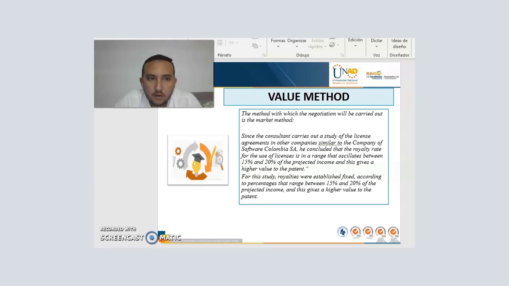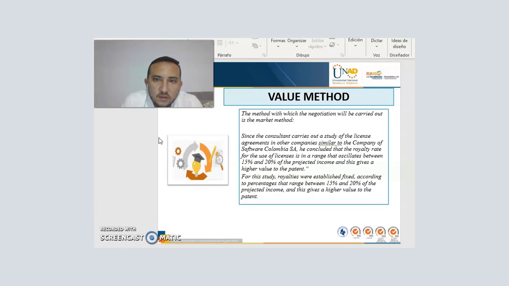Continue. Good morning, colleagues and teacher. Continue with the technology negotiation exposition we have. Value method. The method with which the negotiation will be carried out is the market method.